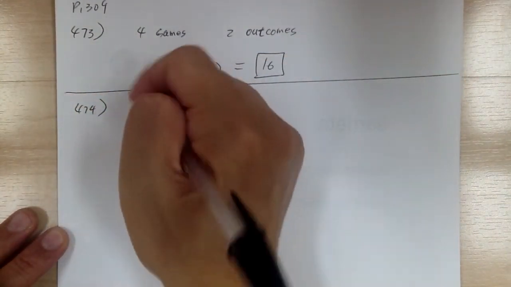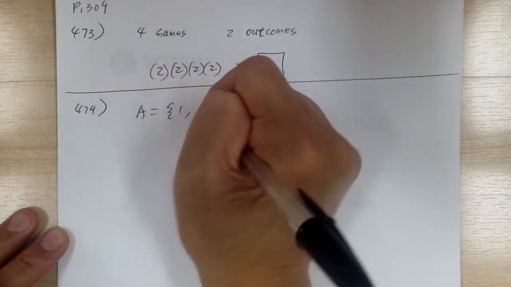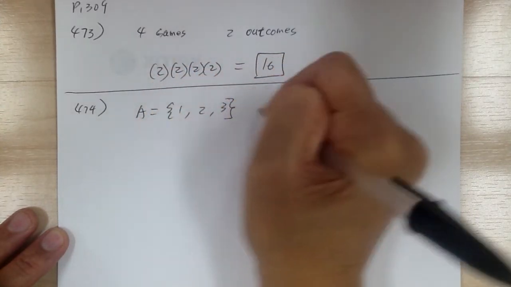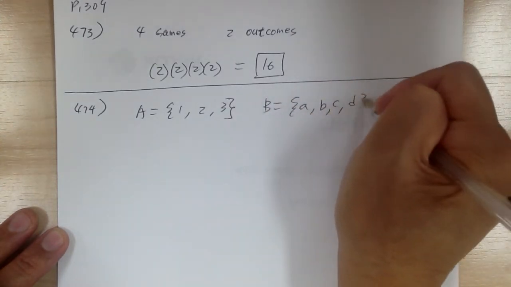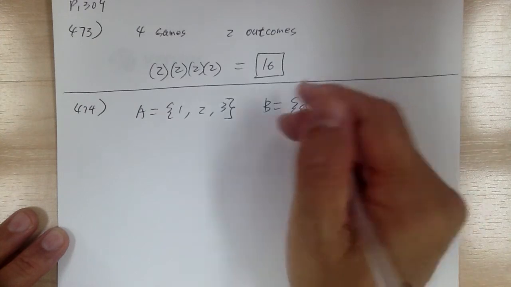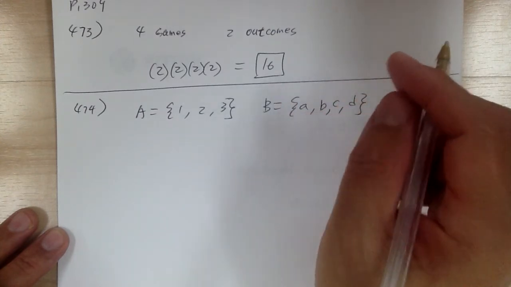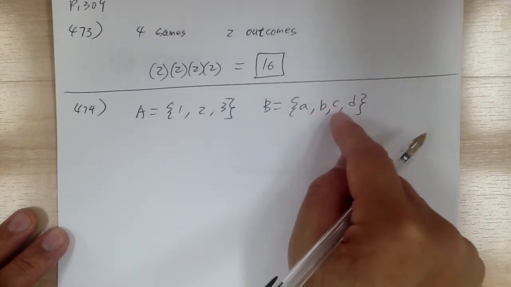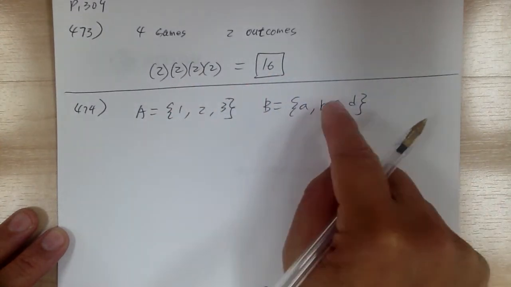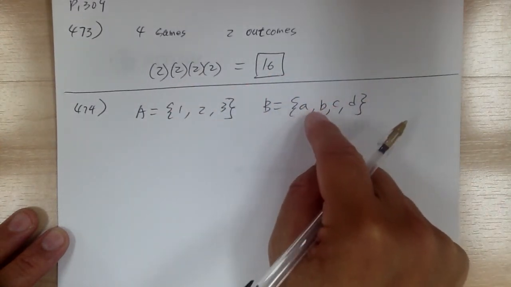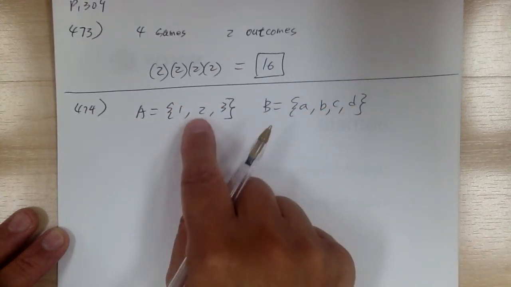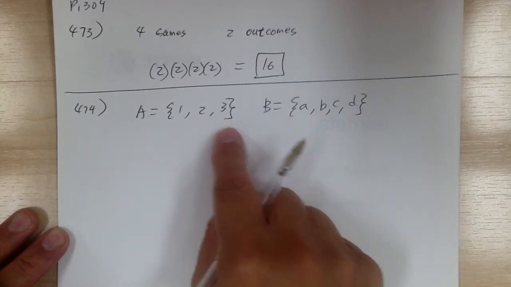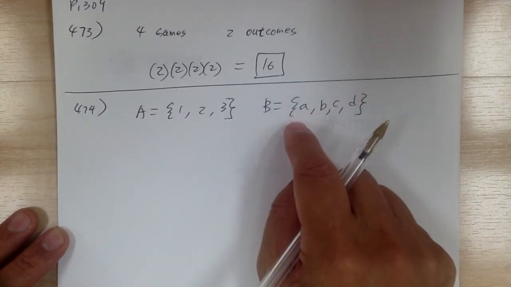Okay, 474. You have set A equal to 1, 2, 3, and set B equal to A, B, C, D. So how many different functions are there that assign one element of B to each one of these? So you assign one of these to each one of these. So now you can have 1A, 1B, 1C, 1D, 2A, 2B, 2C, 2D, 3A, 3B, 3C, 3D, and so forth and so forth.